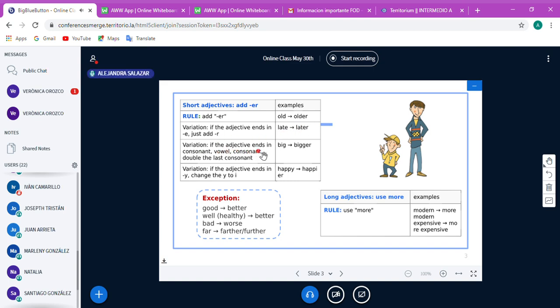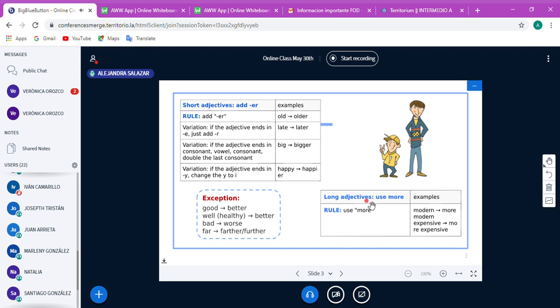If an adjective ends in consonant, vowel, and consonant, like big, I have consonant, vowel, consonant. I have to double my last letter and add ER. So big, I double the G and I add ER. And if the adjective ends in Y, I have to change it to letter I. Happy, happier. Okay, so these are the rules for the short adjectives.